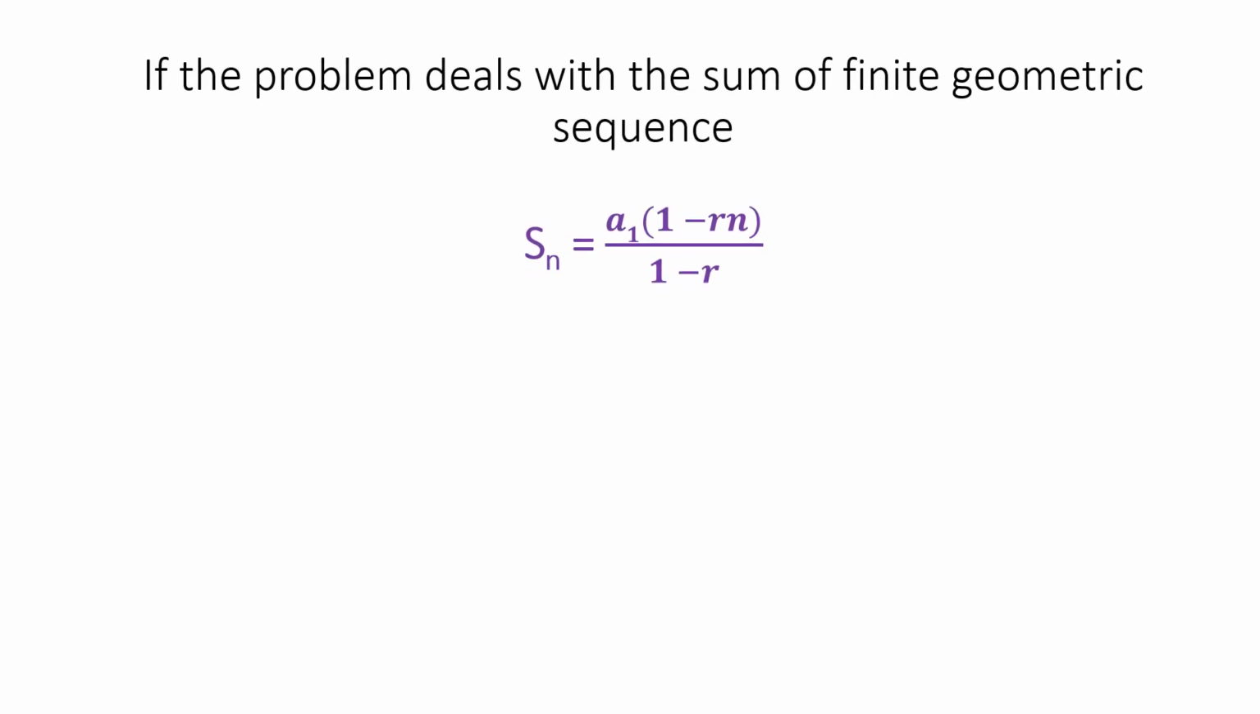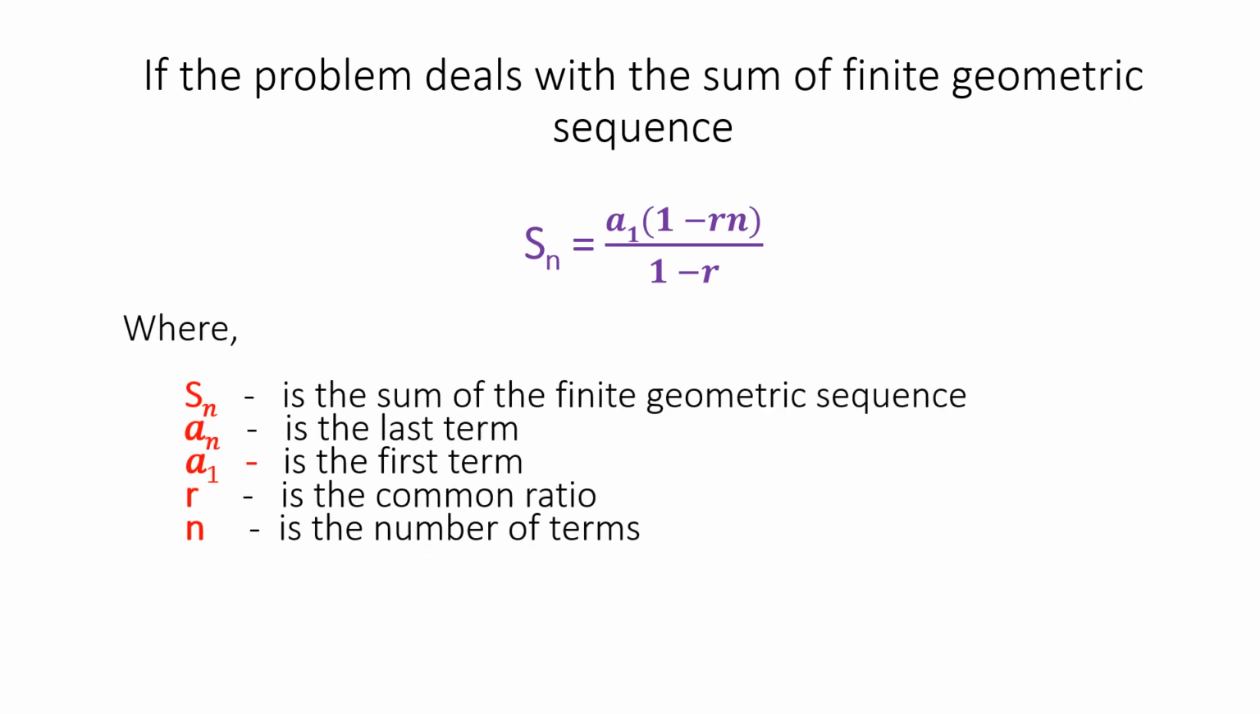But if the given deals with the sum of a finite geometric sequence, then we'll be using S sub n is equal to a sub 1 times 1 minus r to the power of n all over 1 minus r, wherein S sub n is the sum of the finite geometric sequence, a sub n is the last term, a sub 1 is our first term, r is the common ratio, and n is the number of terms.